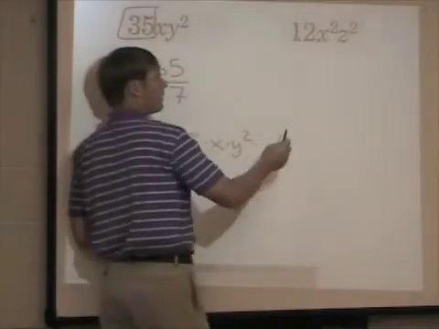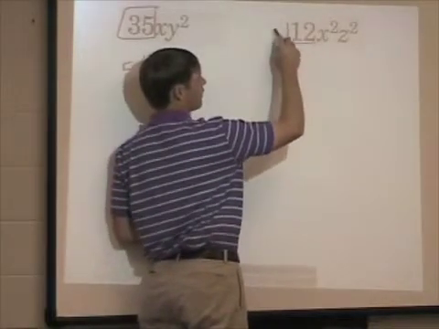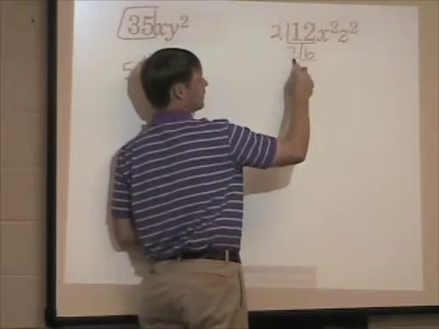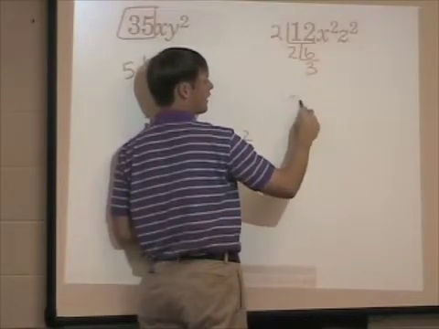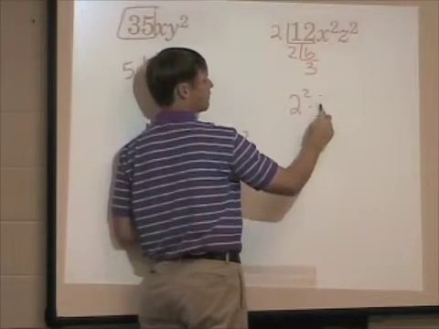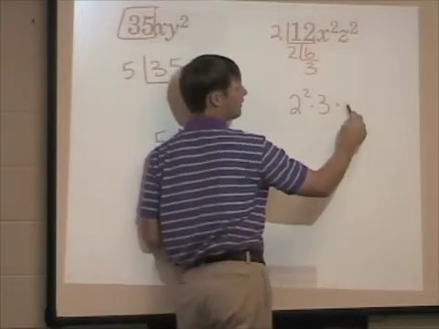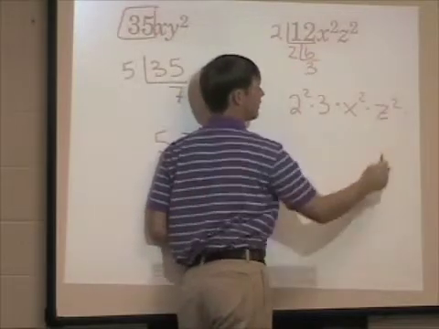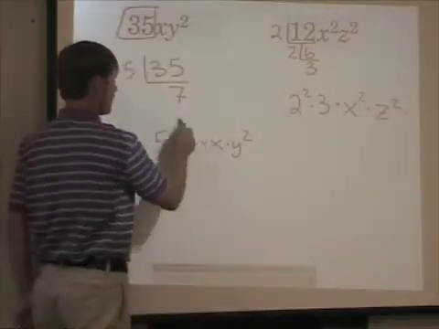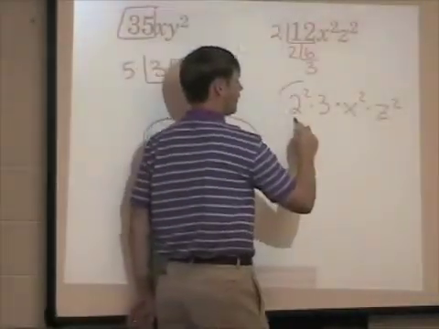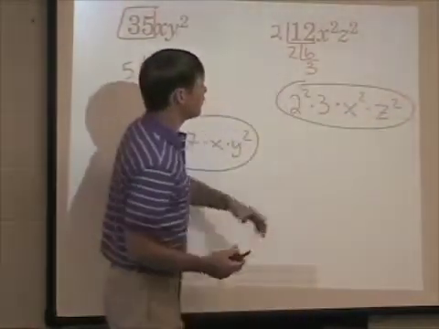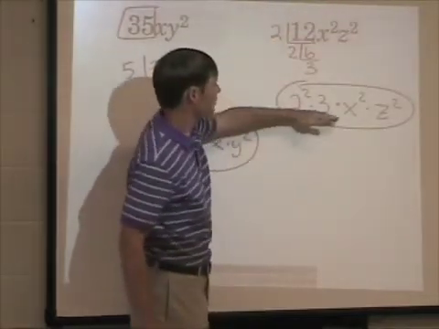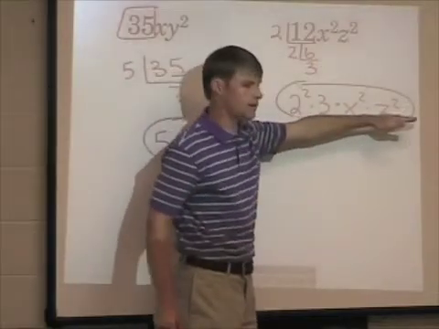Okay, now the same thing up here. What goes into 12? 2 times 6. What goes into 6? 2 times 3. So I've got 2 squared times 3 times what? X squared times z squared. Now, each of these is the prime factorization of the original problem. Okay, 12x squared z squared's prime factorization is 2 squared times 3 times x squared times z squared.